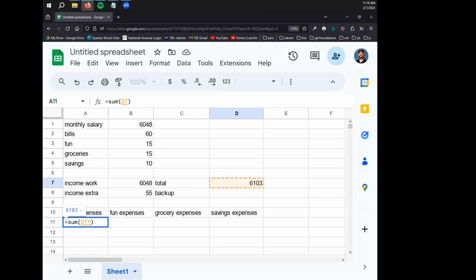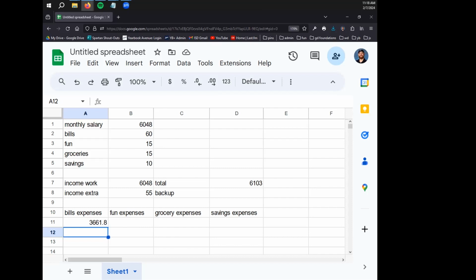Then you hold shift and press 8 to get an asterisk. This means multiplied by. This is where you set the percentage that you decided for how much you want bills to be as a decimal. For me, it's 0.6. So I go 0.6. And then when I hit enter, it's going to give me 60% of $6,103, which should be $3,661.80 that I have budgeted to spend on bills for this month.